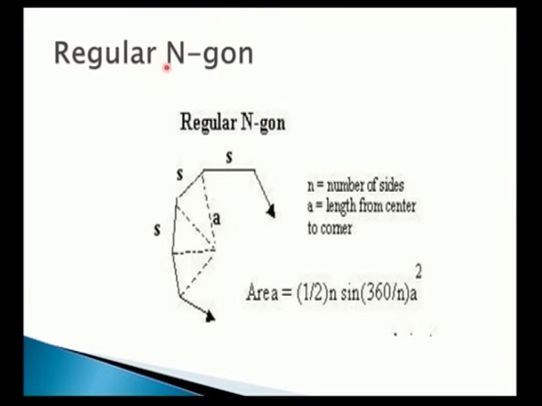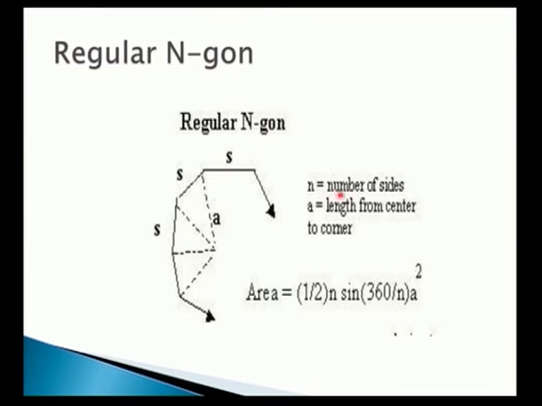The next thing is the regular n-gon. Here this n represents the number of sides in that gon. If there are more than 4, you can call that a polygon. If there are 5 sides, you can call that shape a pentagon. If there are 6 sides, a hexagon. 8 sides, octagon. More than 8 sides, then you can call that an n-gon.